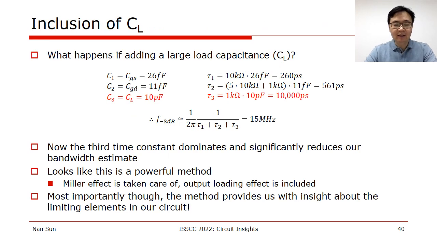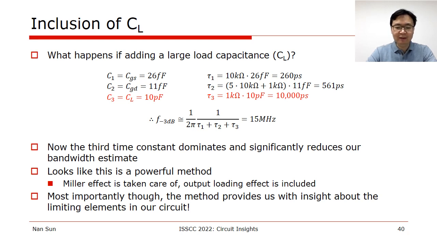So now let's include the effect of CL, and we make a very large CL of 10 picofarad. Here we can derive tau1, tau2, and tau3. For tau1 and tau2, there's no change. But for tau3, now it's much bigger. It's now 1 kilo ohm times 10 picofarad, which is 10,000 picoseconds. With this, we can show that the summation of all the time constants is dominated by tau3. From here, we calculate that the 3 dB bandwidth is 15 megahertz.